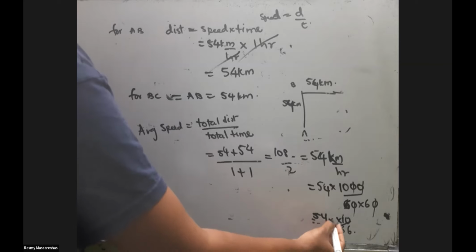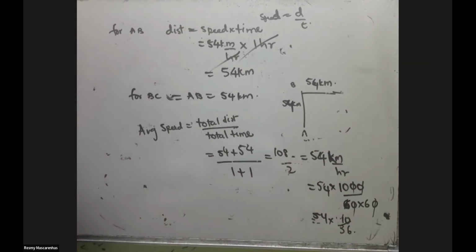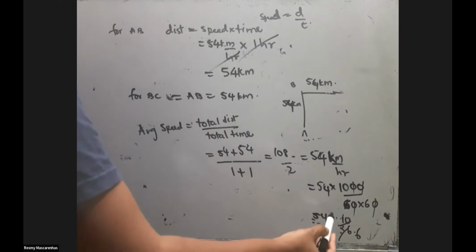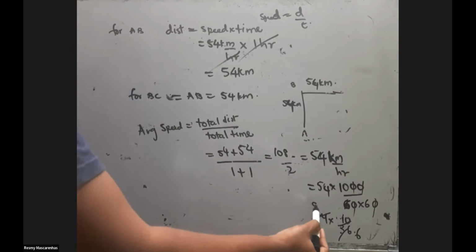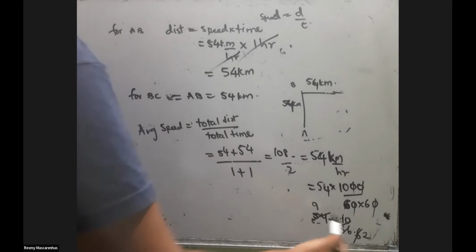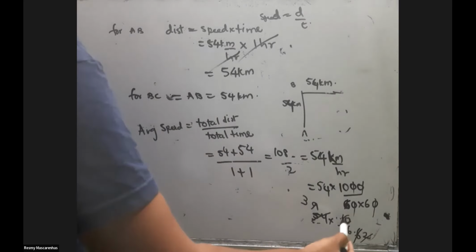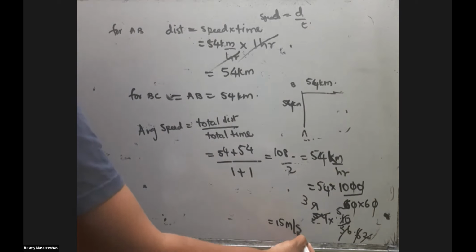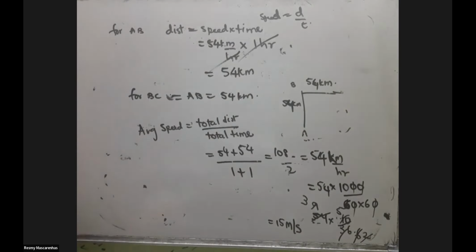54. So 6 6s are 36, 6 9s are 54. 3 2s are 6, 3 3s are 9, to 5. So we will get 15 meters per second. If you take 56, it doesn't cancel at the end, you take it as it is. So we are getting 15 meters per second as the average speed.